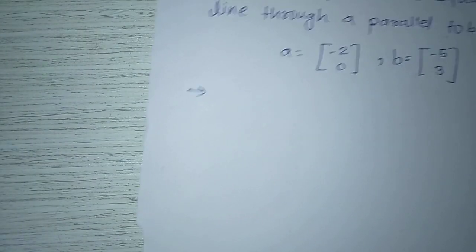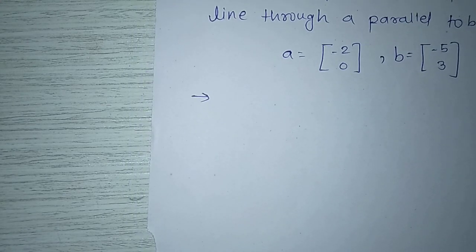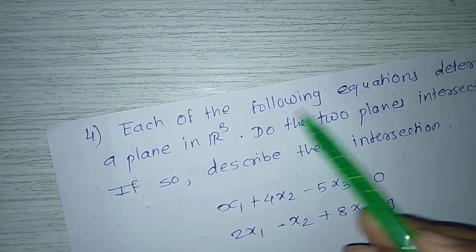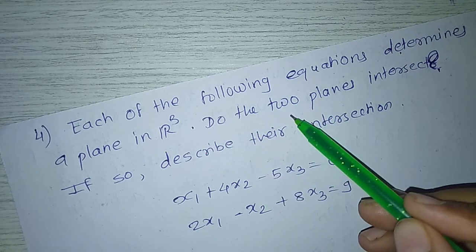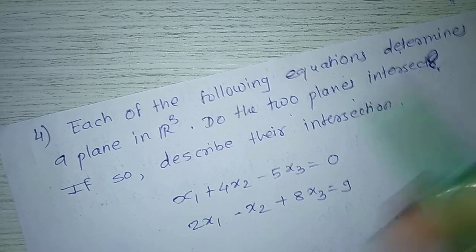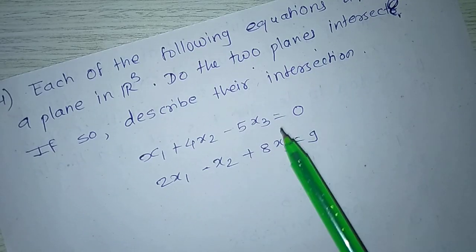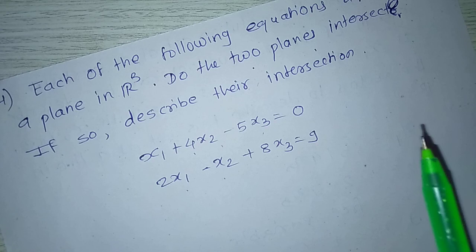Next example, each of the following equations determines a plane in R3. Do the two planes intersect? If so, describe their intersection. The given system is x1 plus 4x2 minus 5x3 equal to 0, 2x1 minus x2 plus 8x3 equal to 9.